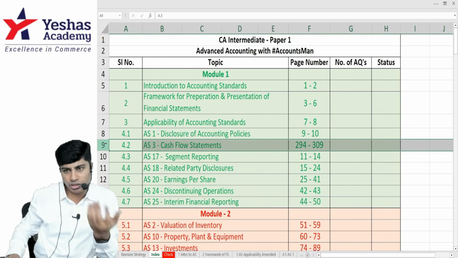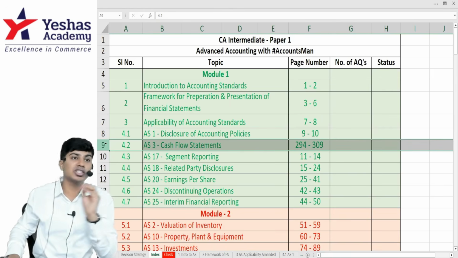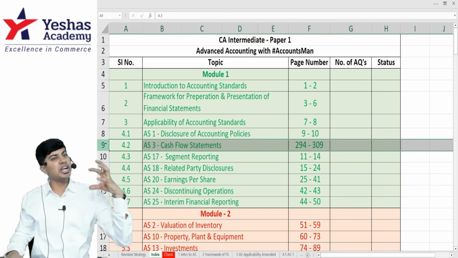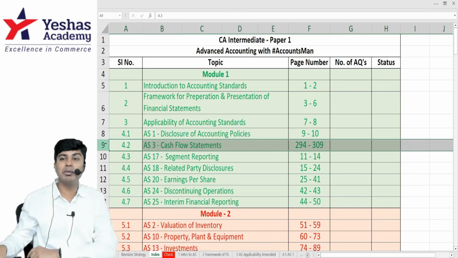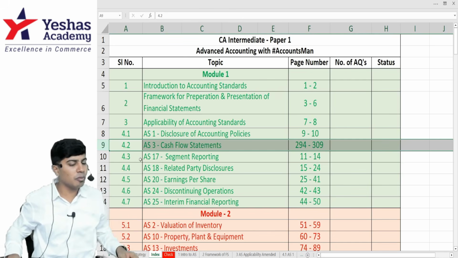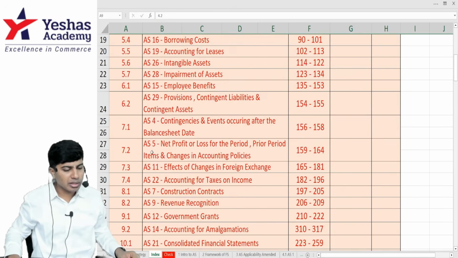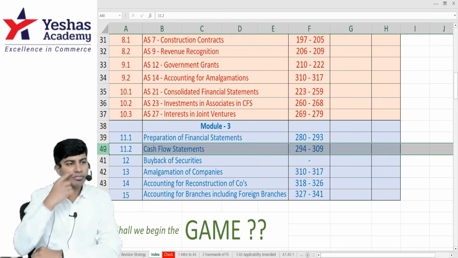Cash will come, cash will go. But how much cash has come, for what reason? How much cash has gone out, for what reason? Detailed analysis of cash coming in and cash going out in a company is done in the cash flow statement. Do you see 4.2 accounting standard 3 cash flow statement in the index? Come slightly down. In the blue color, you would see chapter 11, unit 2, cash flow statement.